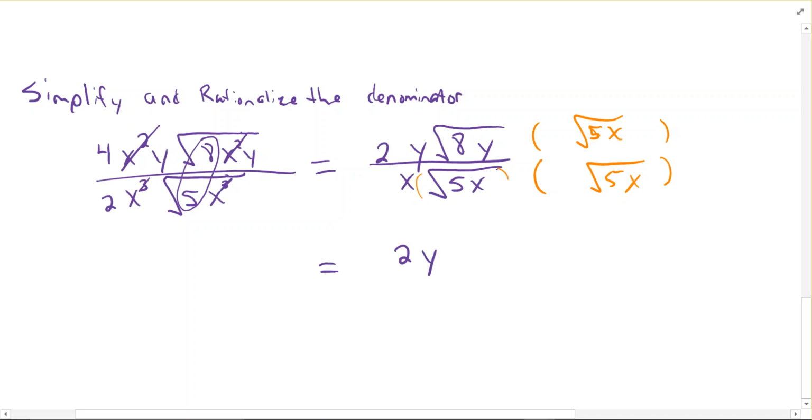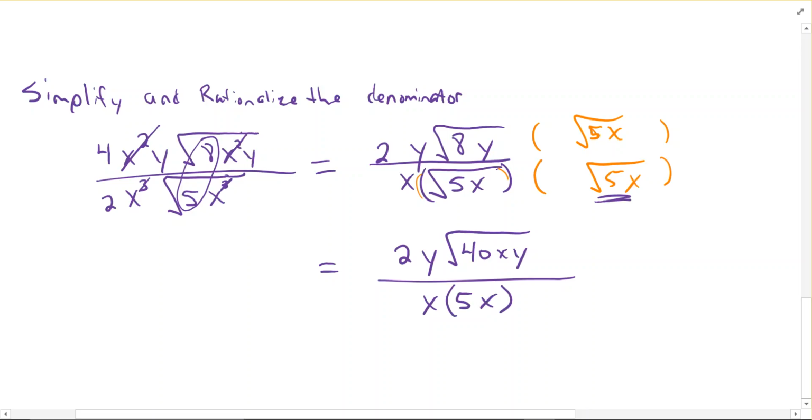So now if we do that, we are left with, on the top, 2y, and now multiplying 8 and 5, we've got square root of 40xy over, now this is just x, and then this part times that, we multiply by the same thing there, that just becomes 5x. And then you've got an x there and an x there, multiply those together, we could just rewrite this as 5x squared.